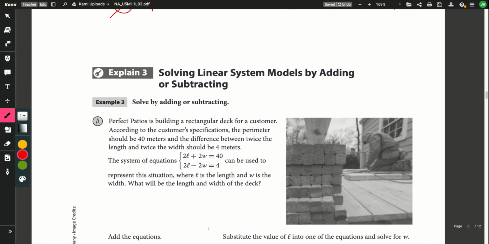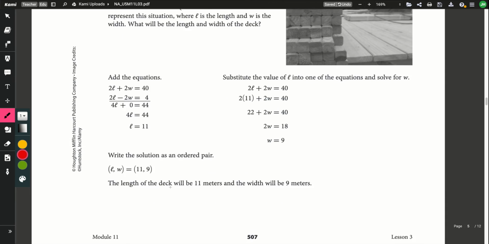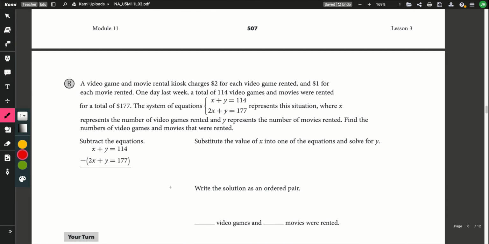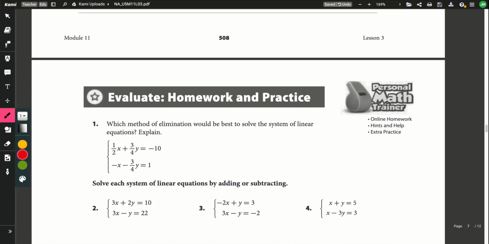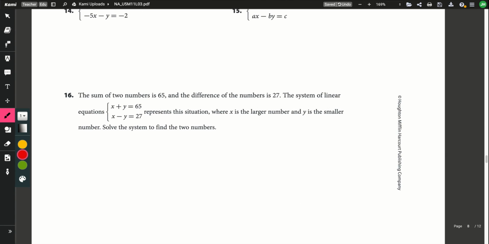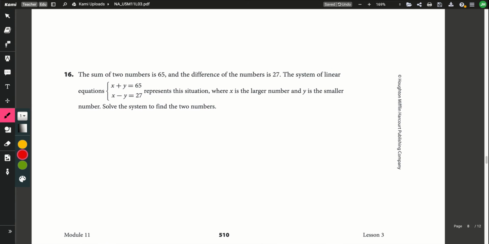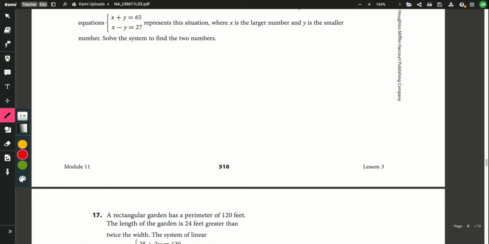Now, the last thing to tell you is that you will be solving linear systems with models, okay? Now, what I'm going to try to do is find one that does not have the equation, because your homework will not have the equation, but these ones have the equation. So let me see. Let's see if we can do this.